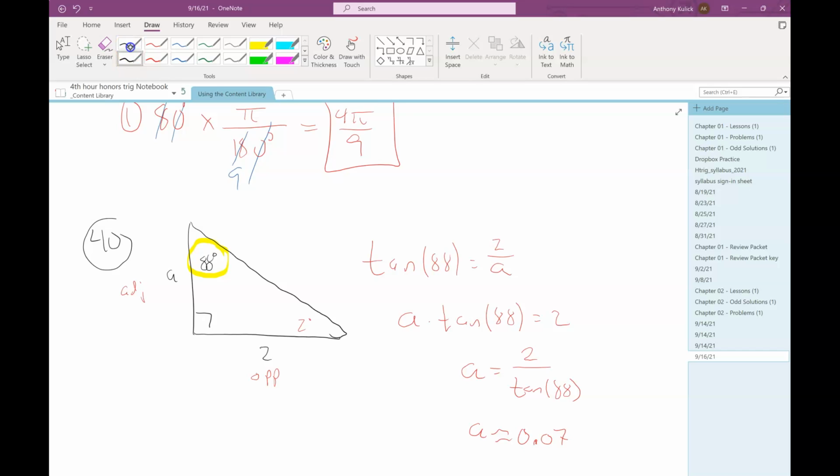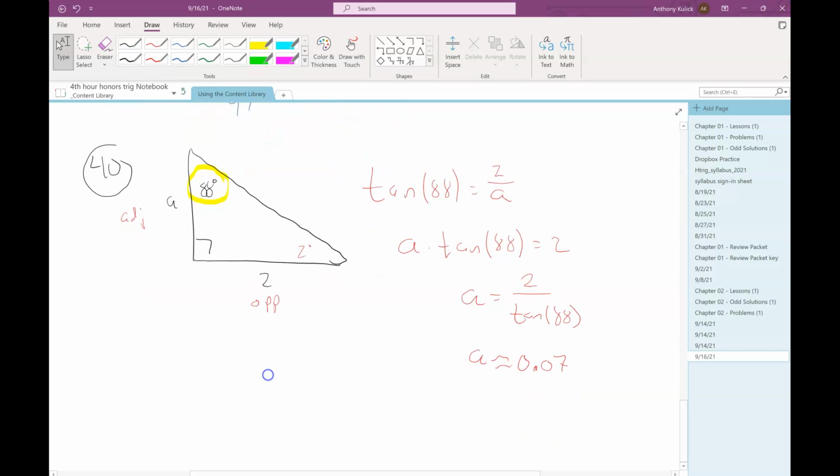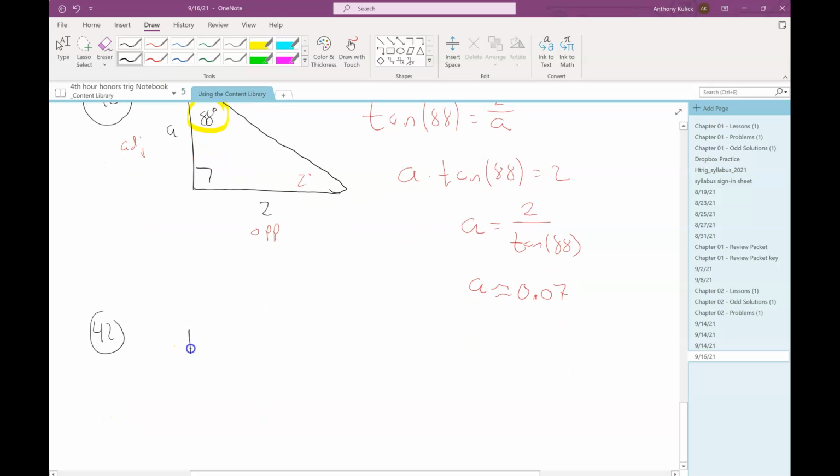You said the other one you wanted to look at was 44? 42. 42, okay. It was a 40-something even. Okay. And we're given B, and then A, and we're looking for C.